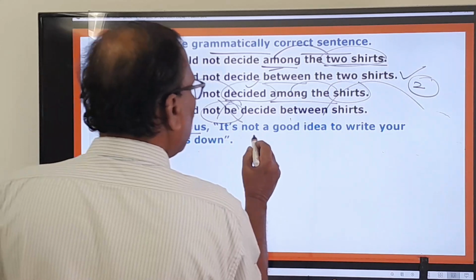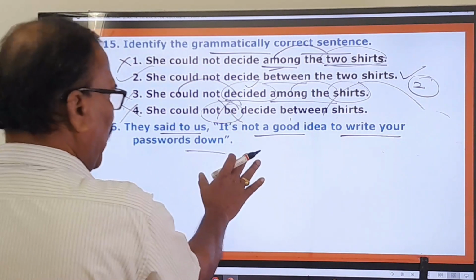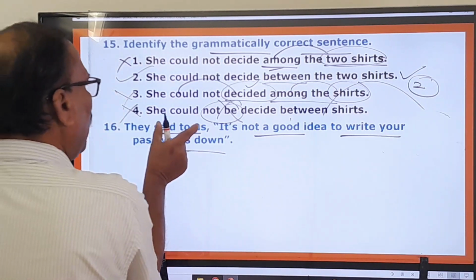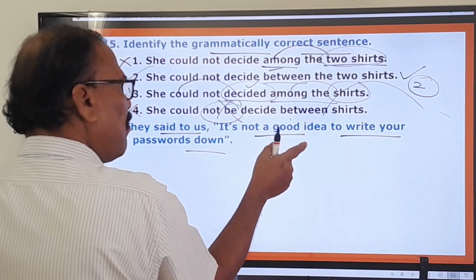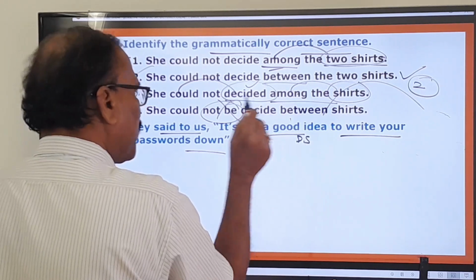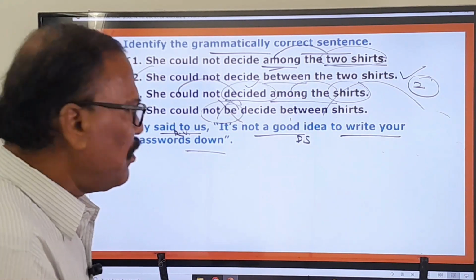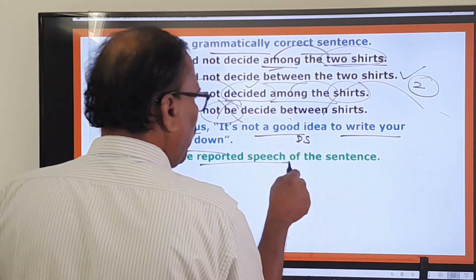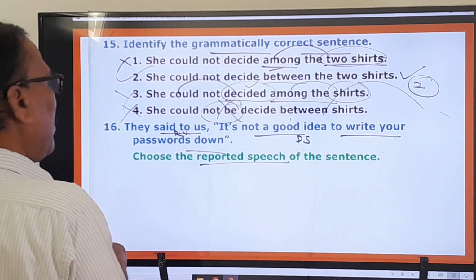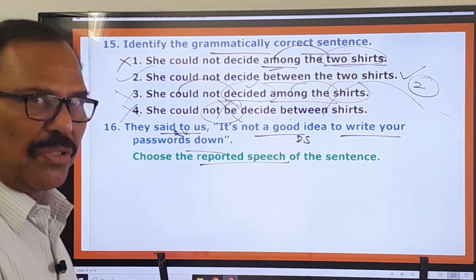They said to us, it is not a good idea to write your passwords down. This appears to be in direct speech. This is the reporting verb, this is the direct speech. Whatever matter is put between these two inverted commas is called the direct speech. Here the examiner is asking you to choose the reported speech, which means indirect speech of the above sentence. Whenever said to is given like this, it must be turned into told. I have been telling you right from the beginning.